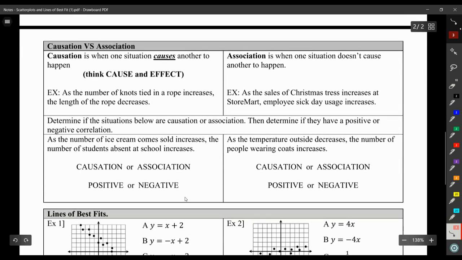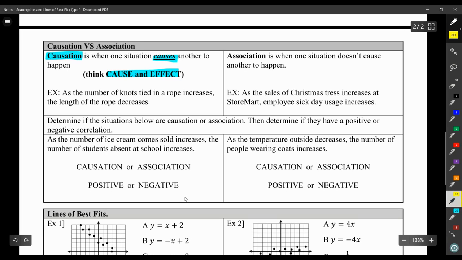The next thing we need to talk about is what's called causation versus association. So with scatterplots, we have two ways to describe the data. We can either describe it as causation, and that is when one situation causes the other to happen, like cause and effect. Okay, so here's the example. As the number of knots tied in a rope increases, the length of the rope decreases. So because you are tying more and more knots, that is making the length of the rope decrease. So this here is causing the length to decrease, therefore it's causation.